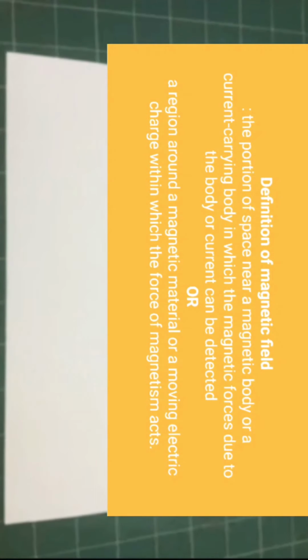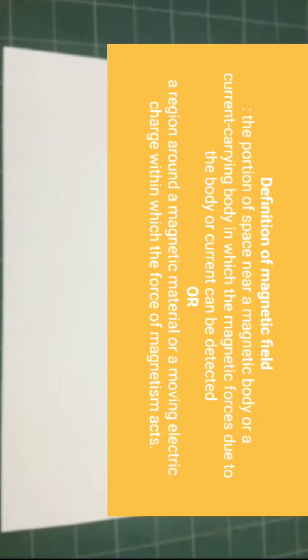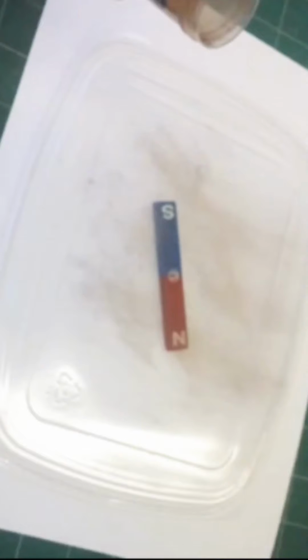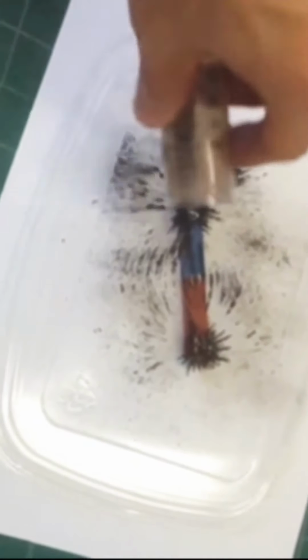To understand about magnetic field due to magnet, let us conduct one activity. Take a bar magnet and place it beneath a plastic sheet. Now, sprinkle the iron filings slowly on the sheet. The iron filings arrange themselves in a pattern as you can see. This pattern of closed lines is called magnetic lines of force.